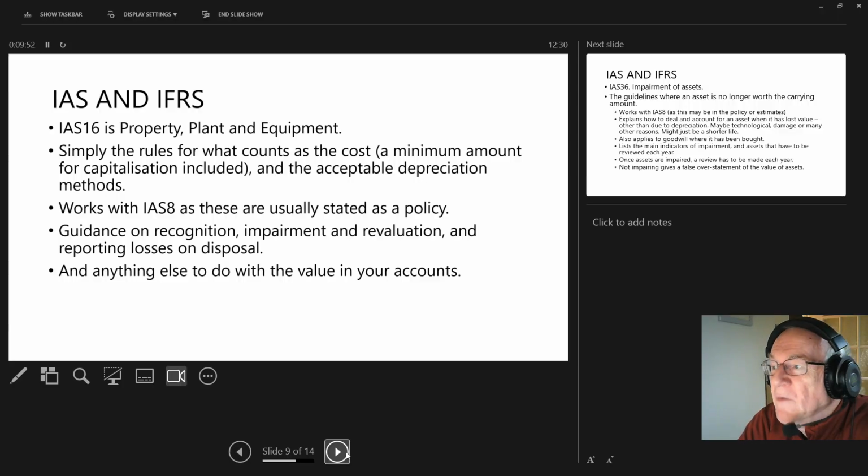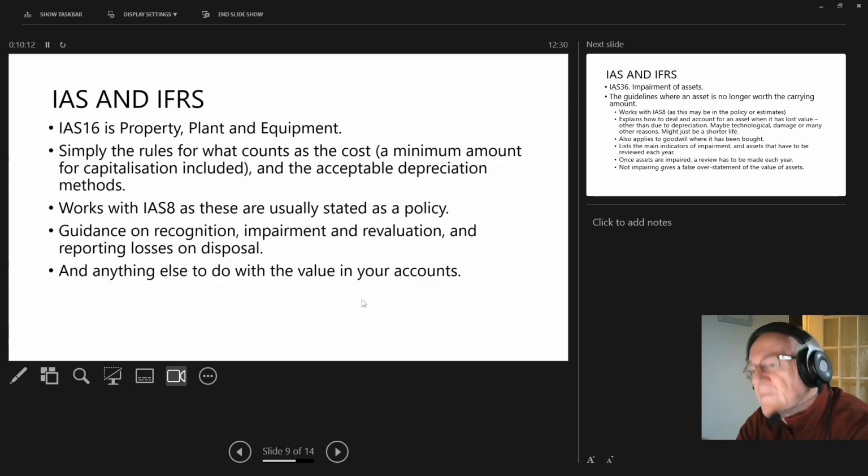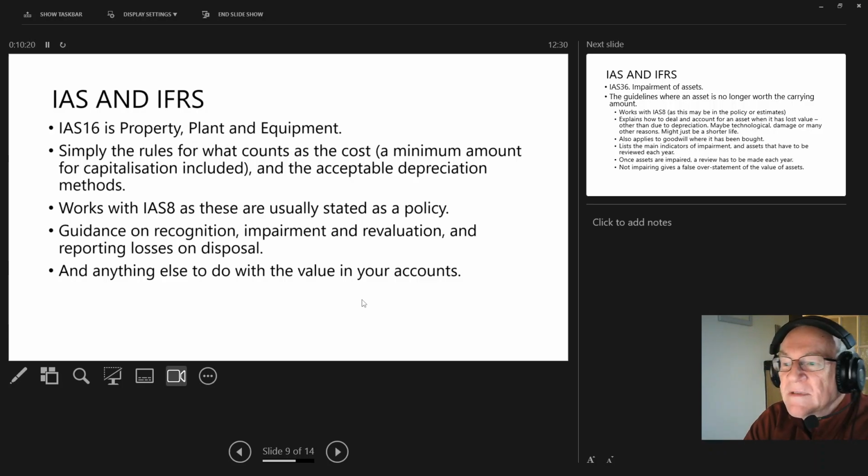So this is the one that's possibly easier to teach. It can often be taught without explaining the fact that it isn't an international accounting standard, therefore it doesn't turn students off instantly so much. It's the rules about the cost, basically capitalisation of a non-current asset, in other words the cost of getting it up and ready for first use, and the acceptable depreciation methods. Works with IAS 8, mentioned earlier, it's in the policies usually, or it should be in the policies. We've seen it in lots of exams.